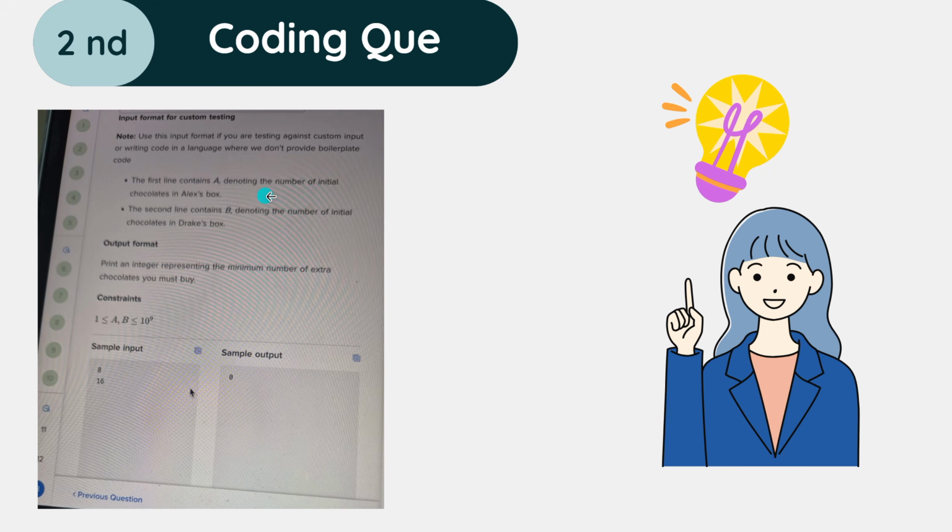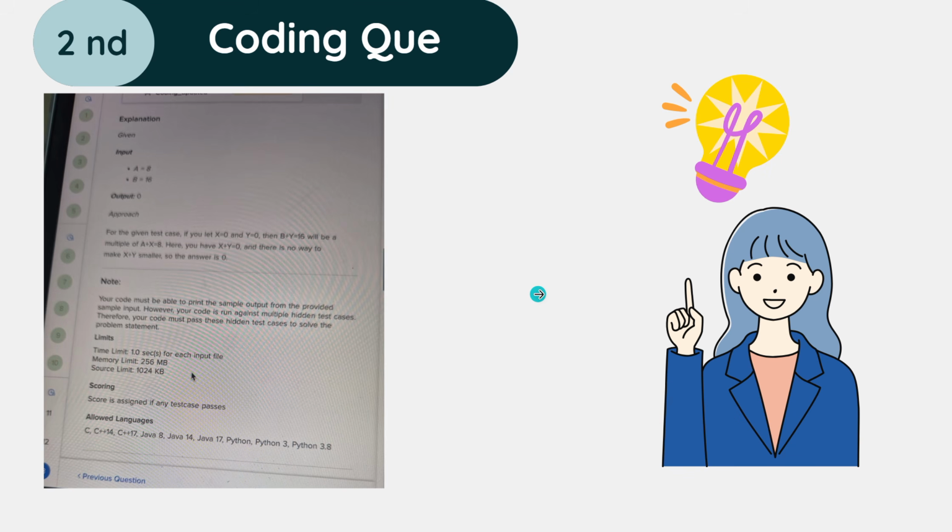The first line denotes the number of initial chocolates in Alex's box. The second one denotes the number of initial chocolates in Dark's box. Output: print an integer representing the minimum number of extra chocolates you must buy. Okay, 8 are Alex's box chocolates and 16 are Dark's box chocolates. Now you have to print the result.